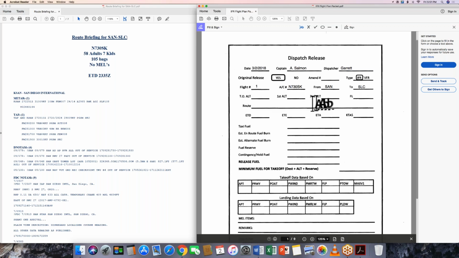Anyways, so we can leave this next part blank for now because we don't know if it's going to require a takeoff alternate, a first alternate, a second alternate. We don't know what flight level we're going to be flying at. We don't know the route yet. We can't put in our estimated time of departure. Okay, ETD always means estimated time of departure. And we can see there on our briefing guide, we got 2335 Zulu.